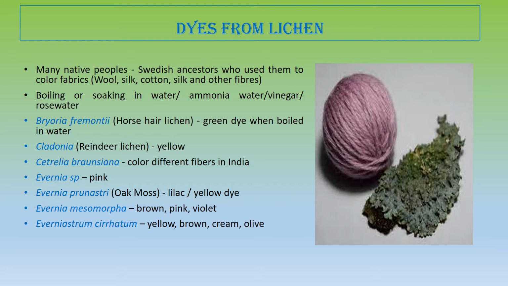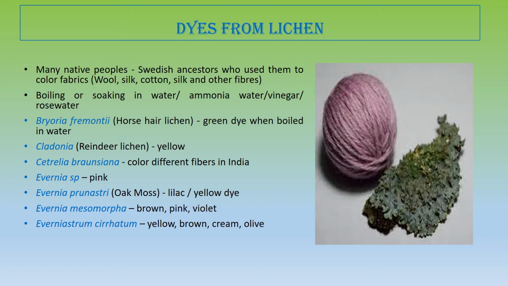Evernia prunastri, also called the oak moss or the staghorn lichen, is a shrubby fruticose lichen. Apart from being used as a dye material, it is also used in making perfume in the European countries. The dye obtained is in different shades of yellow and lilac.